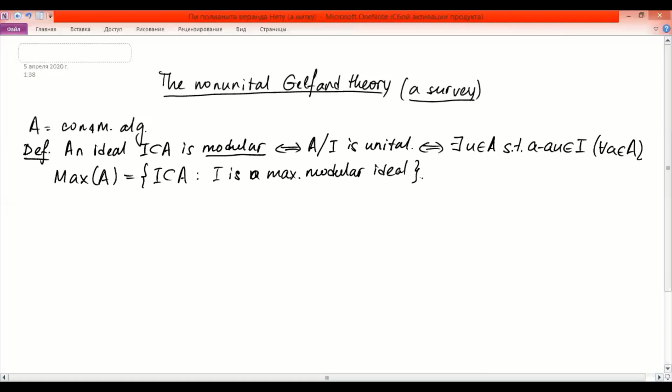Well, exactly as in the unital case, this set, the maximal spectrum, is closely related to the character space. So the character space, the space of all non-zero characters, is denoted by A hat. And we have a canonical map from A hat to the maximal spectrum, which takes each character chi to its kernel. So it's easy to see that the kernel of each non-zero character is always a maximal modular ideal.